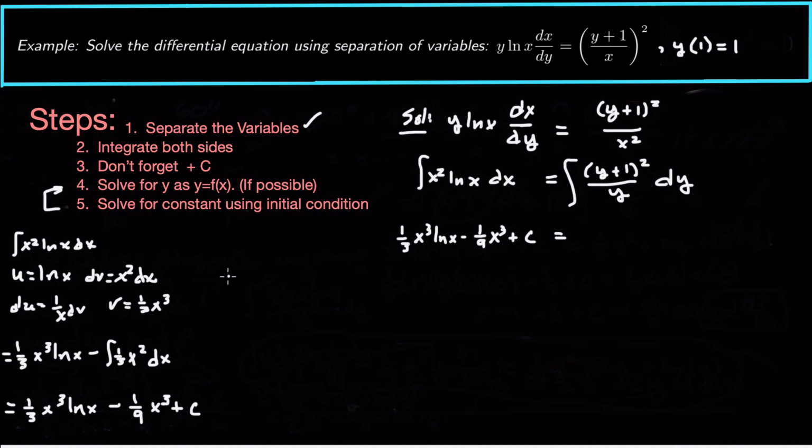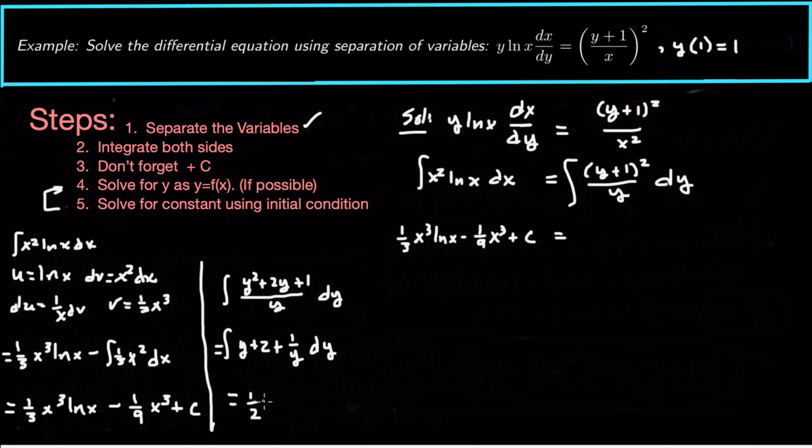So the integral of the function on the right is actually not too bad, because what we just need to do is square out the numerator. So it's just y squared plus 2y plus 1 all over y dy. And just some algebra to simplify that makes it easier, and we get y plus 2 plus 1 over y dy. And integrate that, we get 1/2 y squared plus 2y plus natural log absolute value of y. So that's what we have on the right side.